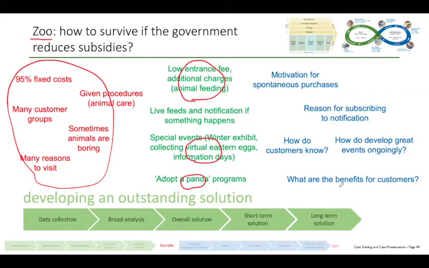Last but not least, our overall solution might be an adopt-a-panda program. Again, how do the customers know about that, and what is the actual benefit for the customer? He pays for a panda, like a monthly fee, but what is in it for the customer? Why does he do that?